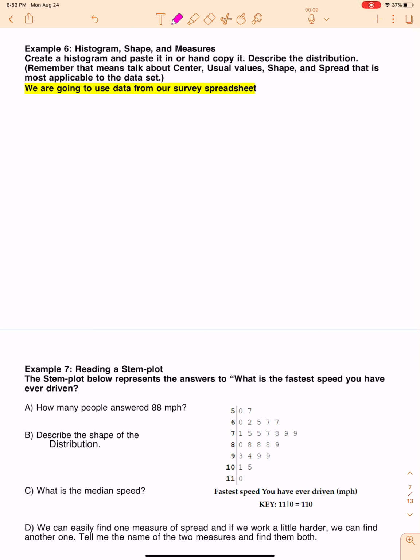Okay, AP Stat, this is your last histogram example. You're welcome. I know, I'm exhausted too.